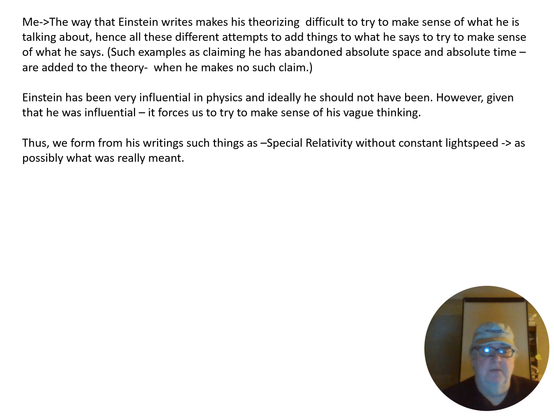Einstein has been very influential in physics, and ideally he should not have been. However, given that he was influential, it forces us to try to make sense of his vague thinking. Thus we form from his writings such things as special relativity without constant light speed, as a possibility as to what he really meant in his 1905 paper.